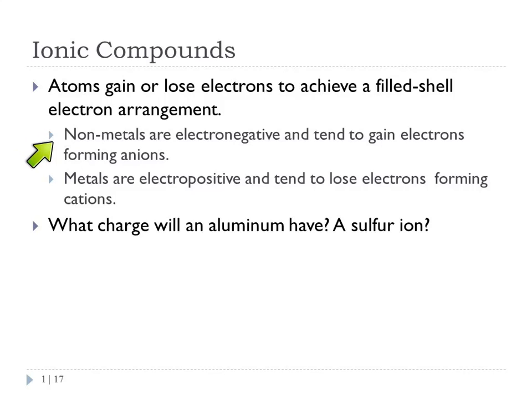Nonmetals tend to gain electrons. We say they are electronegative. They attract electrons. Metals are electropositive. They tend to lose electrons, and they're going to form cations. So let's predict charges. What charge would an aluminum, oh, I left out a word, ion.